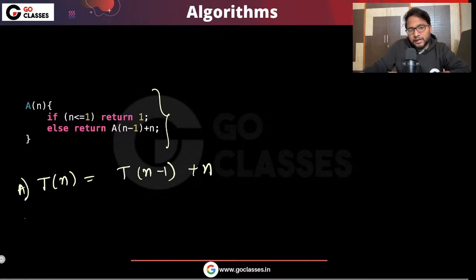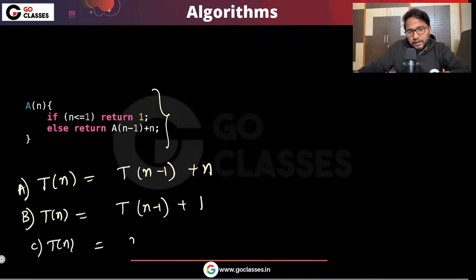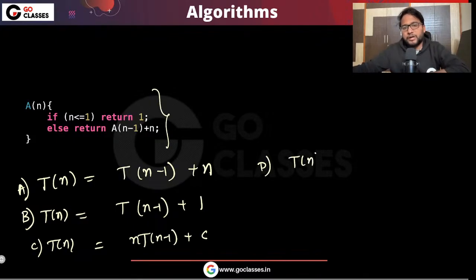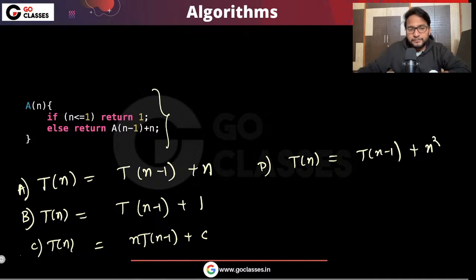Let's say option A is given. Option B is T(n) = T(n-1) + 1. Option C is T(n) = n T(n-1) + constant or plus 1, and option D is T(n) = T(n-1) + n squared. So what is the correct answer here? Can anyone tell me the correct answer?